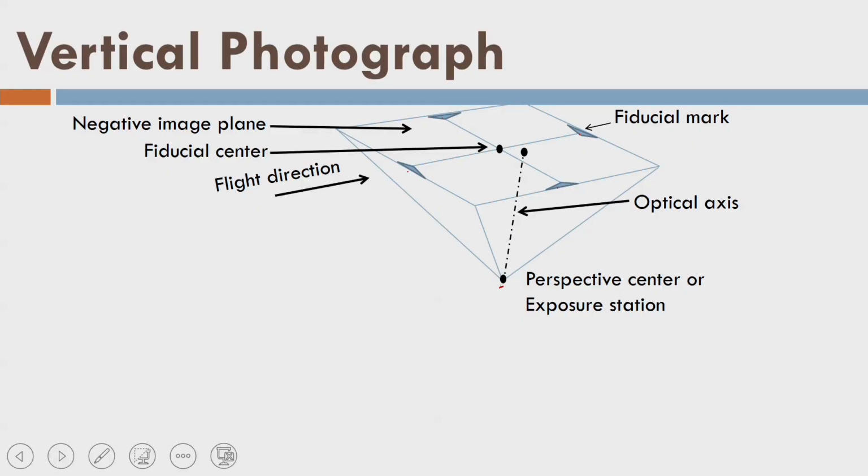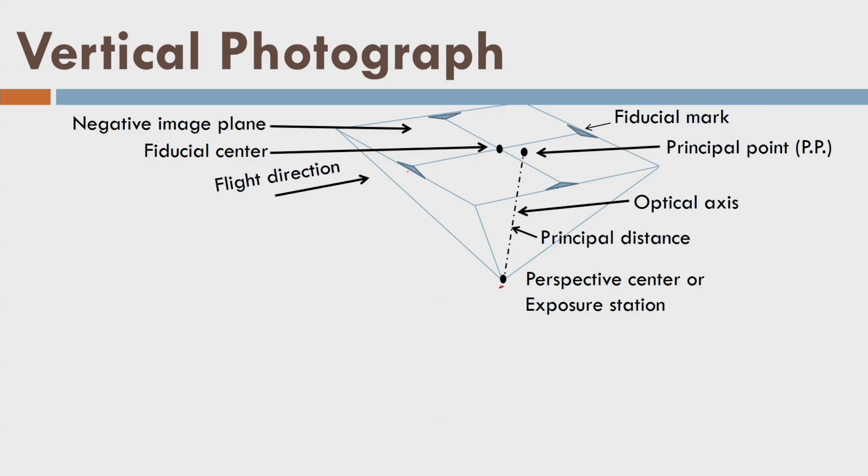So, this is the point where the negative image plane and the optical axis intersect. This point is called the principal point, or sometimes written PP. Well, next, this is the principal distance, that is the distance between the principal point and the exposure station along the optical axis, and that is called the focal length. Fine, you agree with that?